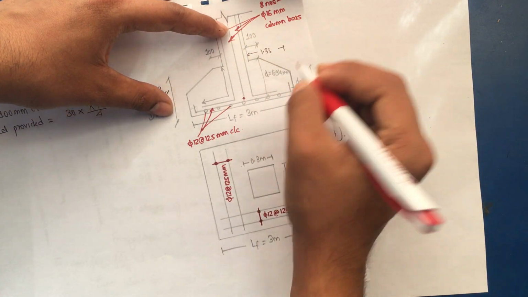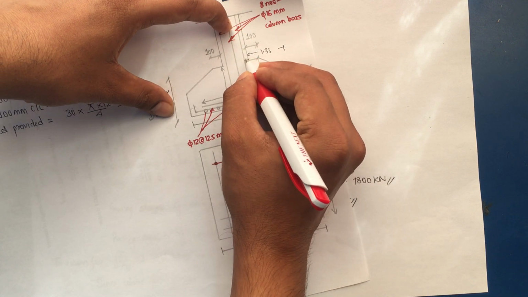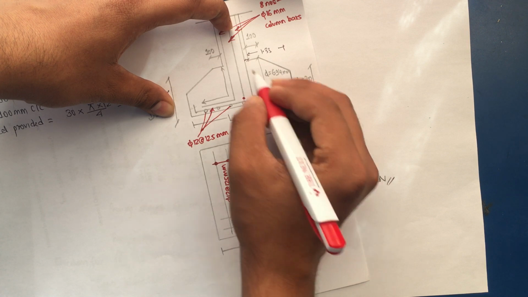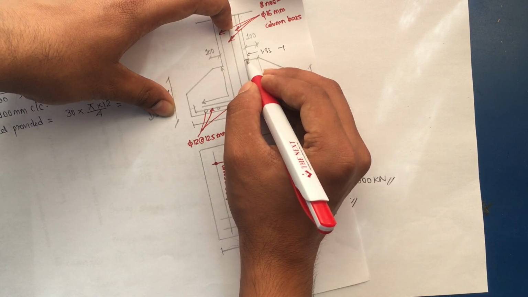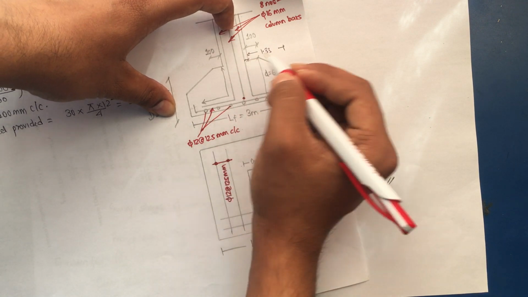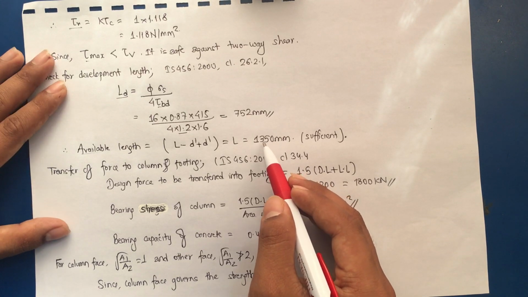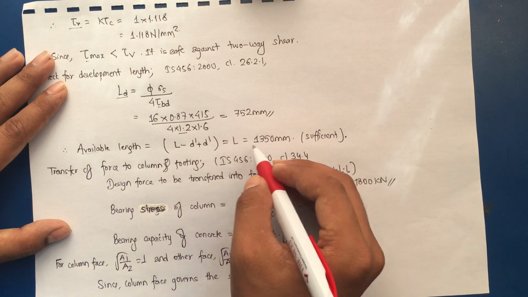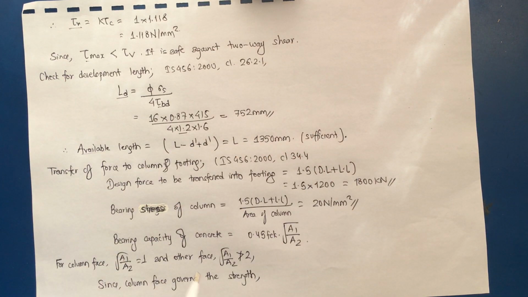1.35 meter. We'll give a clear cover at this end and we'll provide a clear cover at this end as well. So the available horizontal length will be equal to 1.35 plus 0.05 minus 0.05. So it will cancel out, and finally the available length will be 1.35 meter, that is 1350 mm, and the required length is 752. So the available length is sufficient for development length.